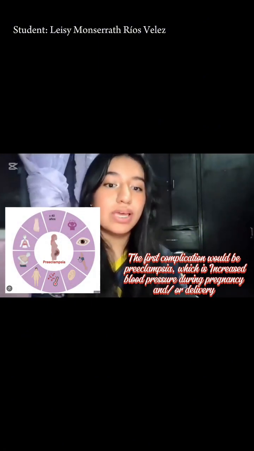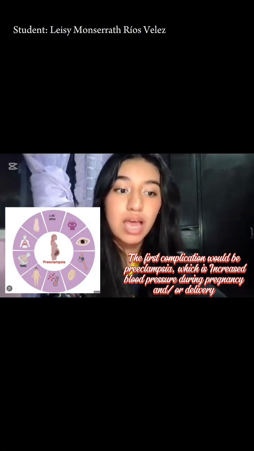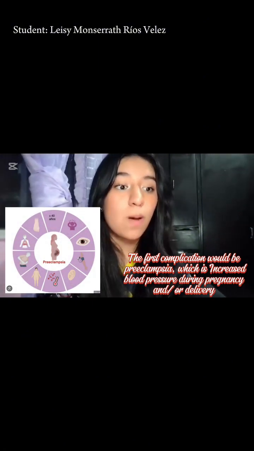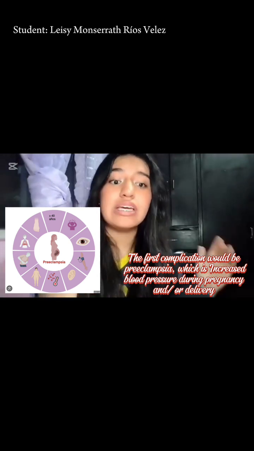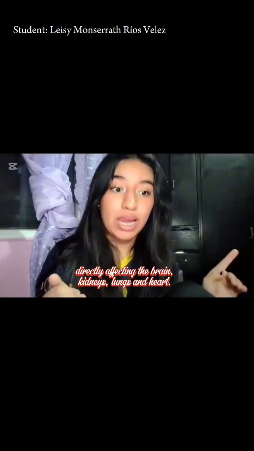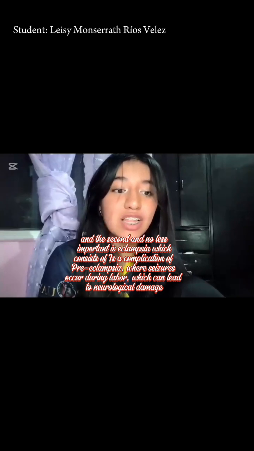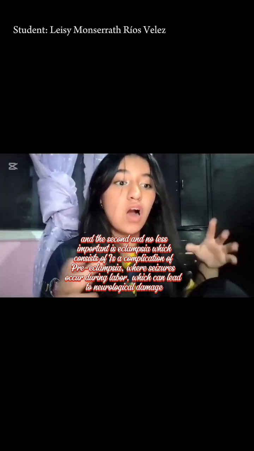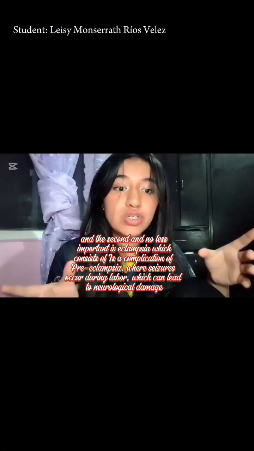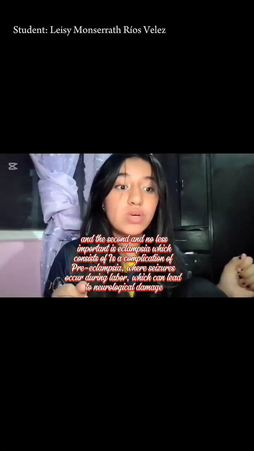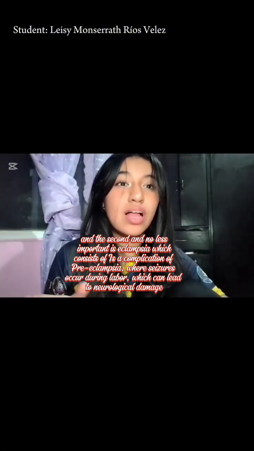The first complication is preeclampsia, which is increased blood pressure during pregnancy and or delivery, directly affecting the brain, kidneys, lungs, and liver. And the second, and no less important, is eclampsia, which is a complication of preeclampsia where seizures occur during labor, which can lead to neurological damage.